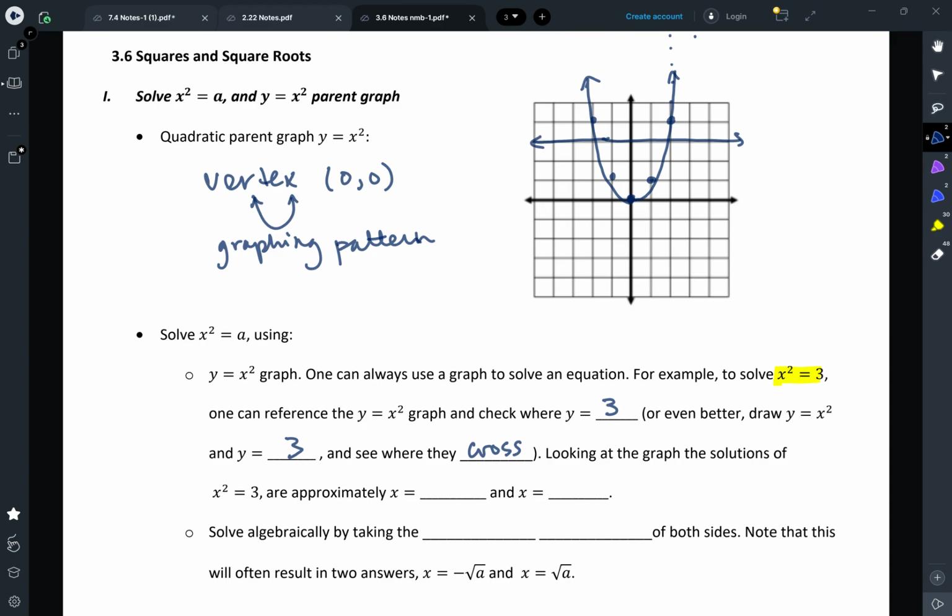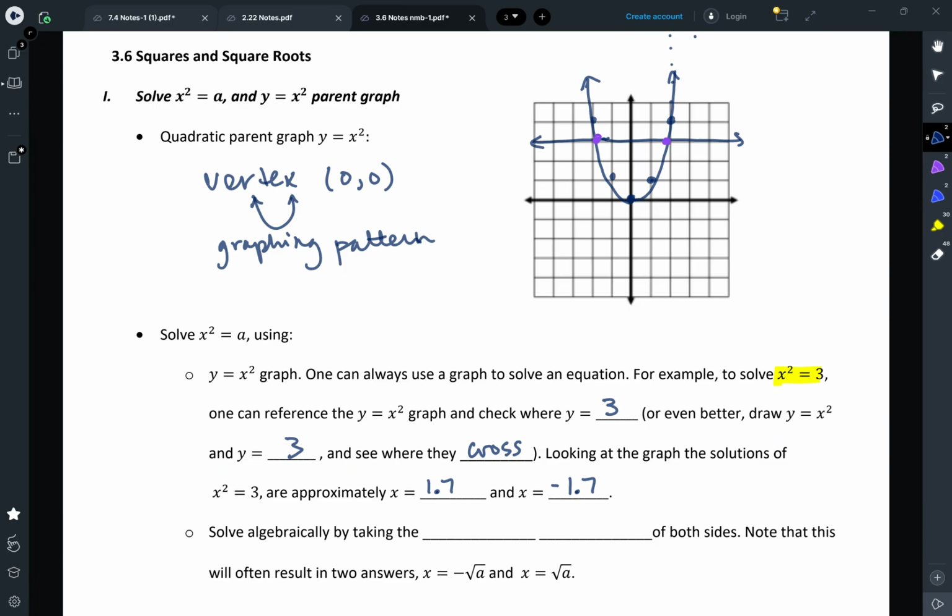All right, looking at the graph of x squared equals 3, here's our solutions, right? So our solutions would be where they cross, right here and right here. So it looks pretty close to 2, but not quite 2. I'm going to guess 1.7 and negative 1.7. And it is just a guess, right? It's really hard to tell when you're looking at a decimal solution, especially by a graph.